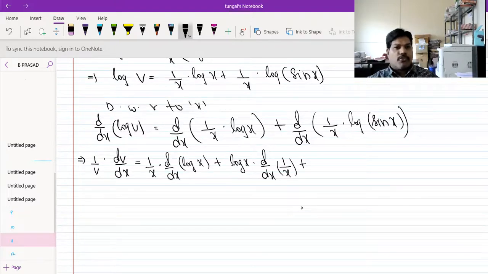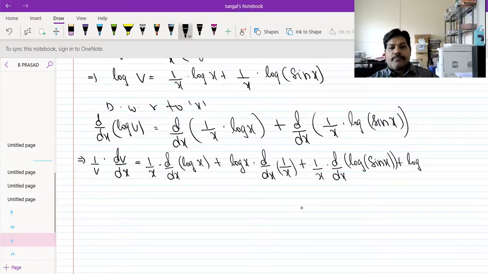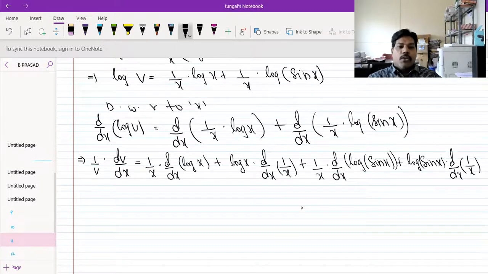So once again, 1 by x into the derivative of log of sin x, plus log of sin x into the derivative of 1 by x. So what happens, students?